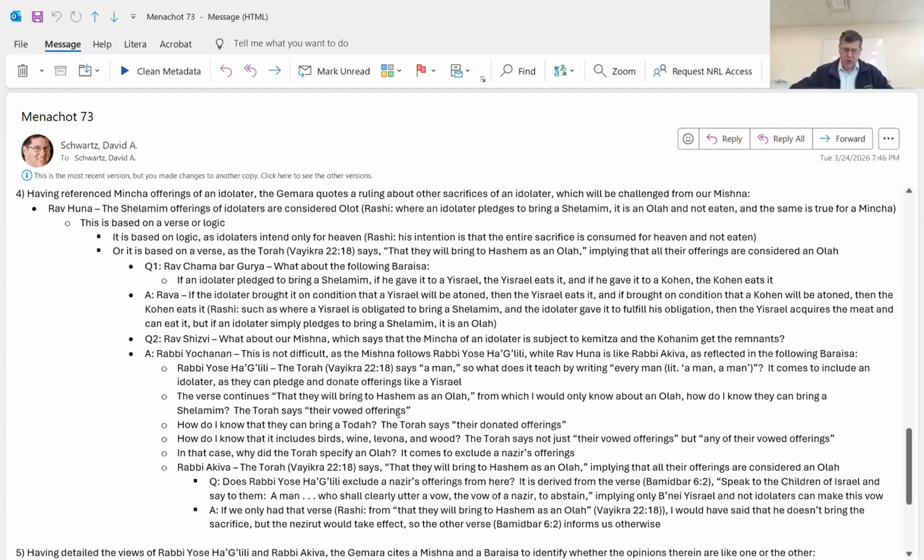Titania, we have a machlokas. We're in a brisa between Rabbi Akiva and Rabbi Yossi Aglili. Rabbi Yossi Aglili is going to say that non-Jews have the ability to offer a variety of different sacrifices, and Rabbi Akiva says no, all they can offer is an ola. Titania, ish matom v'lomer ish.